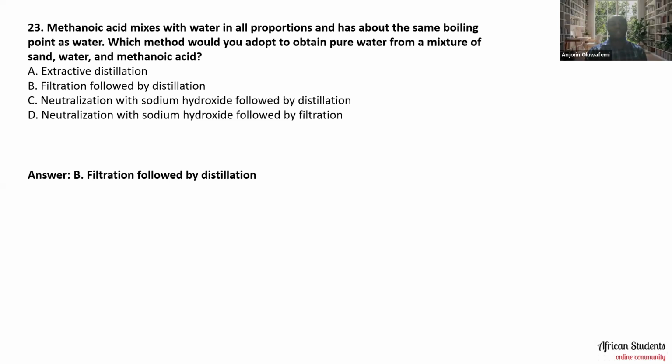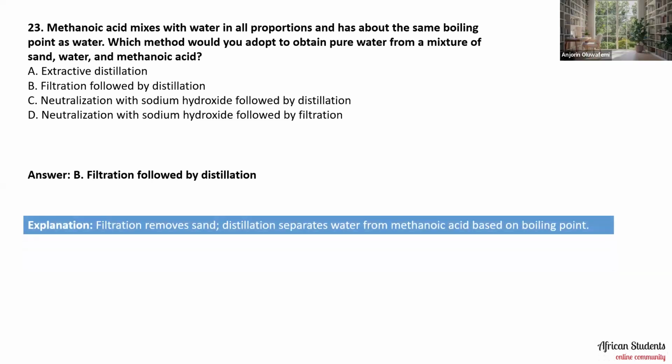When you filter, you get the sand on top of the filter. It takes it out. And then when you look at water and methanoic acid, because of their boiling points, you can actually use varying boiling points. You can actually use distillation to remove them at their various boiling points. Okay. So just like what I explained earlier.